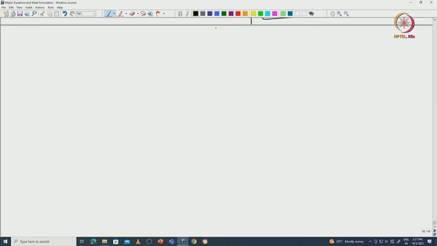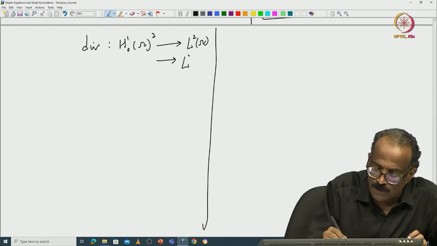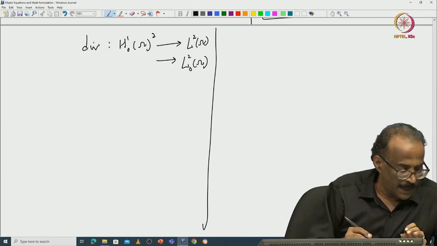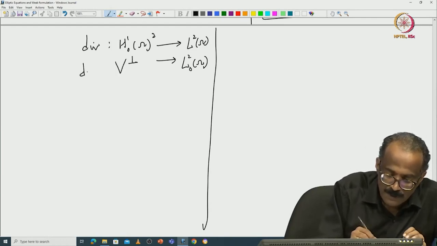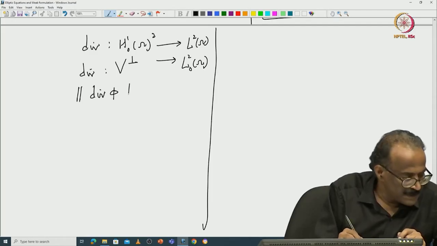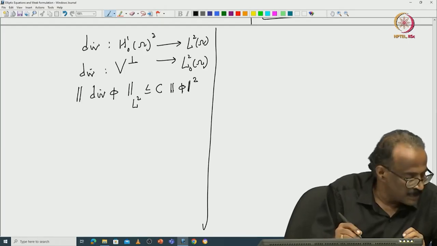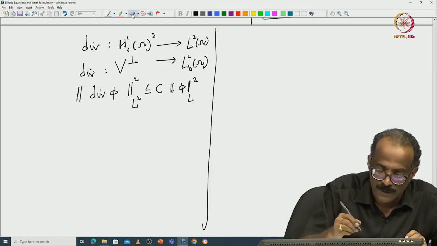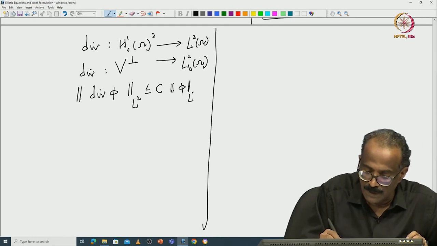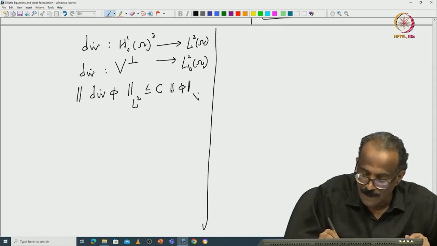These are the two things you will be seeing each time. On one hand, divergence, what I have done here, maps H1 naught of omega cubed to L2 of omega, or L2 naught. So you will get one more known. We have seen divergence of phi. You can also see that the L2 norm of divergence of phi is less than or equal to some constant times the norm of phi in X. That is what you have seen, and this will be your X. That is on one hand.